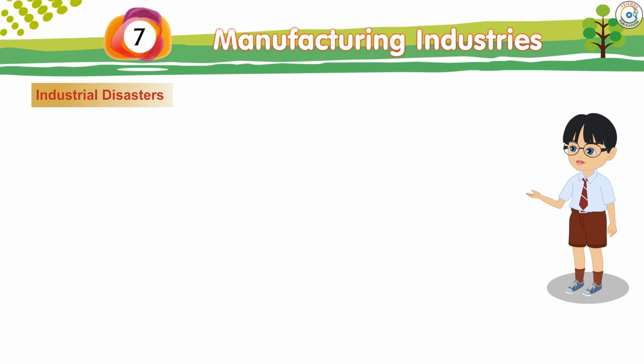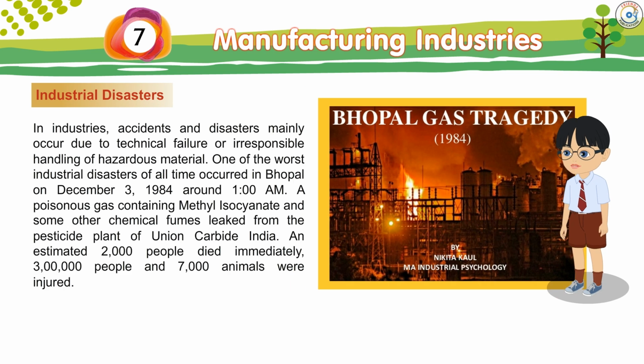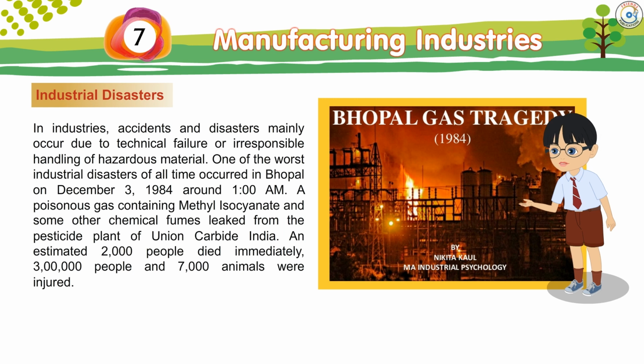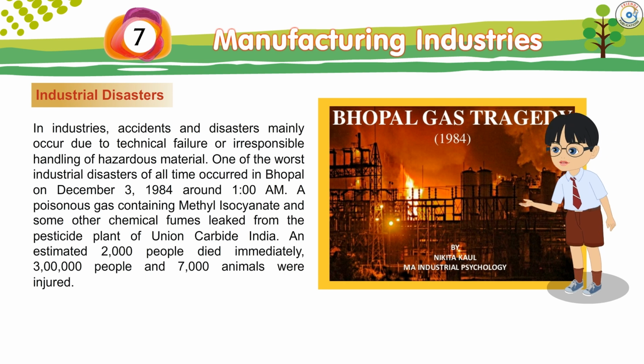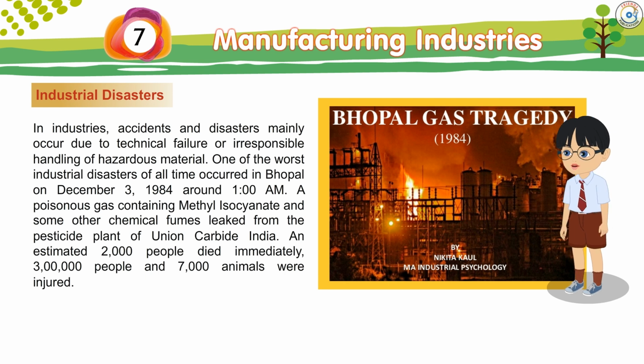Industrial disasters. In industries, accidents and disasters mainly occur due to technical failure or irresponsible handling of hazardous material. One of the worst industrial disasters of all time occurred in Bhopal on December 3, 1984, around 1 a.m. A poisonous gas containing methyl isocyanate and some other chemical fumes leaked from the pesticide plant of Union Carbide, India. An estimated 2,000 people died immediately. 3 lakh people and 7,000 animals were injured.